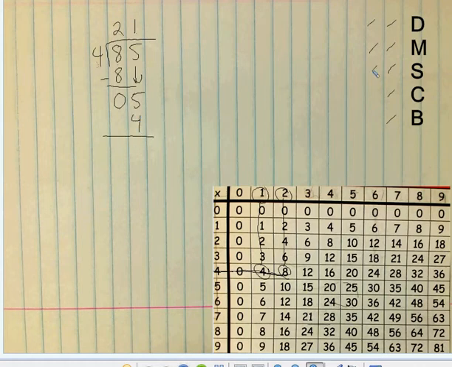My next step is subtract. 4 from 5 is 1. My next step is compare. 1 is less than my divisor, so I'm good. My next step is to bring down. I do not have anything else to bring down, so that means I'm done with the problem. And this becomes my remainder, remainder 1.